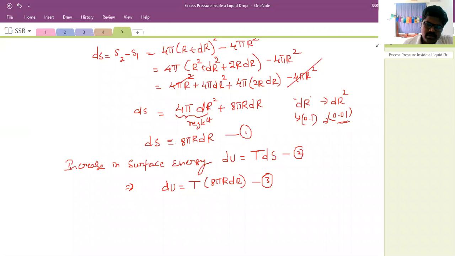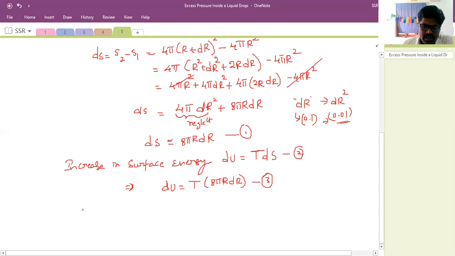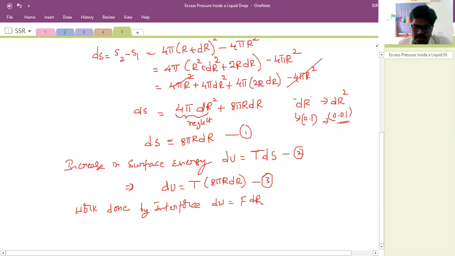This is equal to the work done by the increase in pressure, the internal pressure. Work done by internal force: dW is equal to what you can write? F into dr, force into displacement. What is this force value? The internal force Fi is equal to the internal pressure P into the surface area S, P into S.